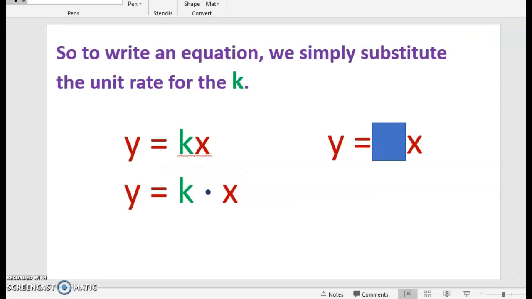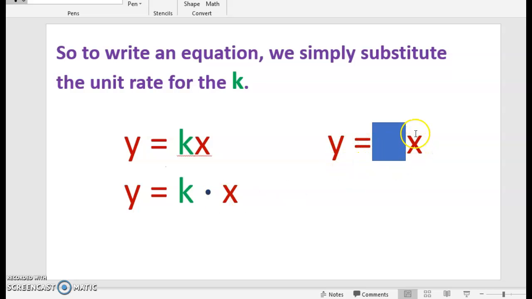All right, so to write an equation, we simply substitute the unit rate for the k. So y equals kx means y equals k times x. When you have two variables next to each other, in algebra, we don't put a sign in the middle. When there is no sign, it automatically means multiply. So this means k times x. And I use the dot for multiplication instead of the x because we might think that the multiplication symbol is a variable.